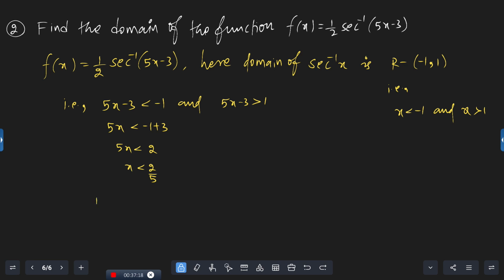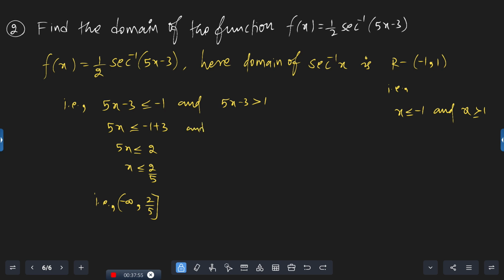How can you write this? x value 2 by 5 below means 2 by 5. Wait, can we include 1 or not? One open interval they give. When we subtract, we are not subtracting 1, so then equal will come. Very important, equal will come. Then the closed interval is 2 by 5 comma till minus infinity. This is the answer for the first part.